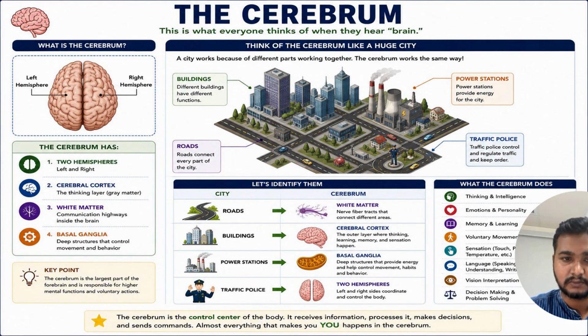Why the cerebrum is so important. When you read a book, recognize a friend's face, solve a mathematical problem, remember your childhood, speak a sentence, move your hand, or make an important life decision, you're using your cerebrum. This single structure is responsible for nearly all higher mental functions that define us as human beings.